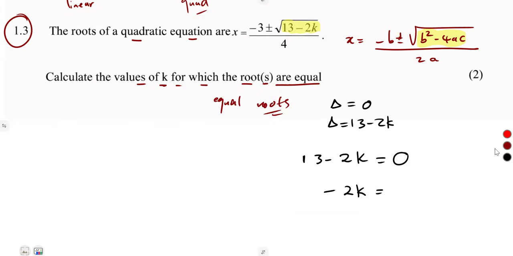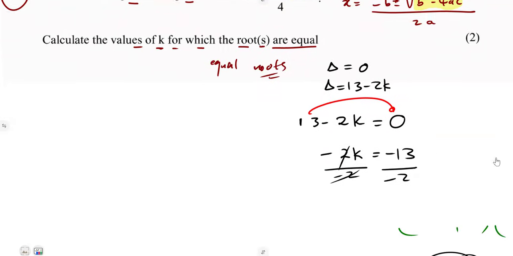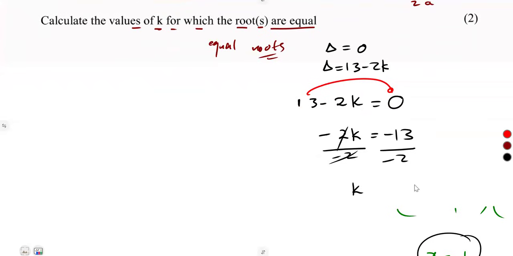Minus 2k is equal to, 13 to the other side is going to be a negative 13. So to find k, simply divide by negative 2. So that is going to give us the value of k, which is positive 13 over 2, or you can write this as 6.5. So that is how we can be given this. All right, just for 2 marks.